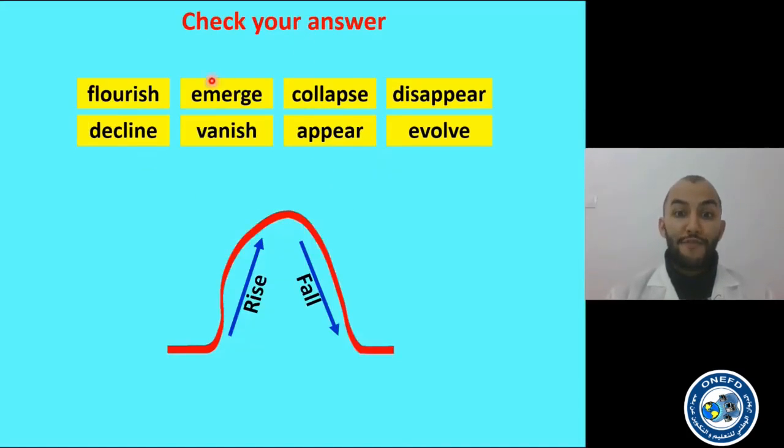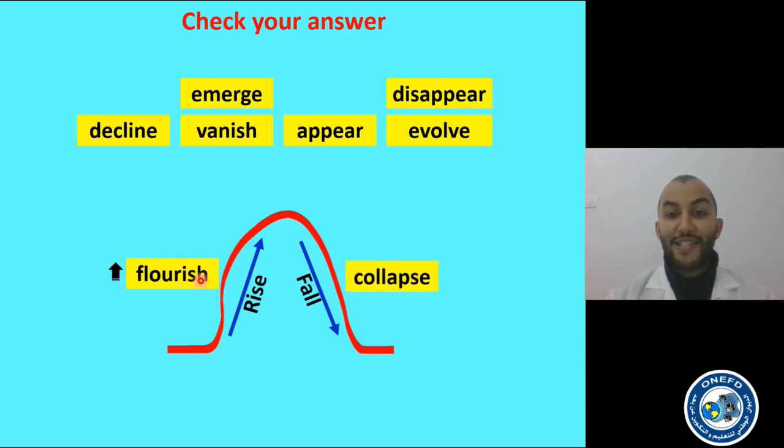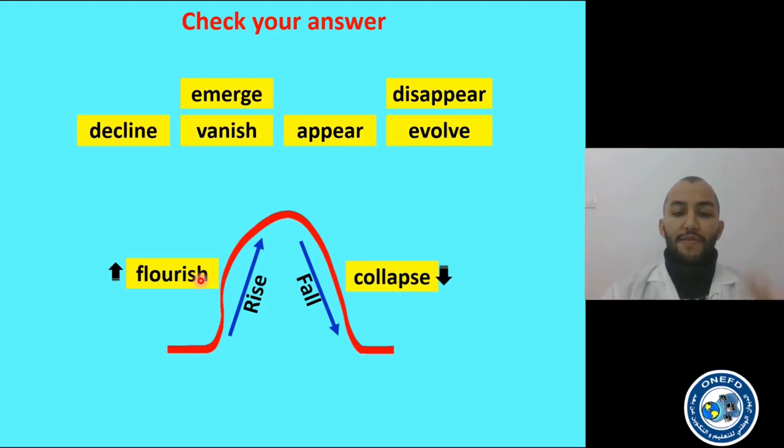Now what you have to do is place these words on the curve of the rise and fall of civilizations. Okay, all right. Let's see the first one. The first one is flourish. So yeah, flourish is like, to go up, to rise, to prosper. Okay, good. Number two, okay, collapse. We have flourish and we have collapse. Okay, collapse. Look at the arrow.